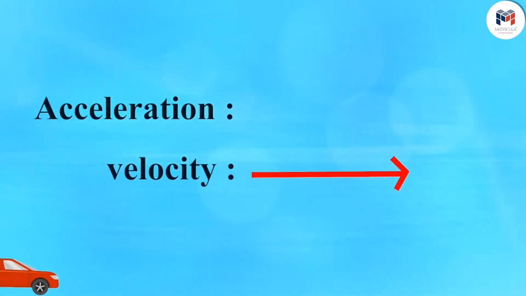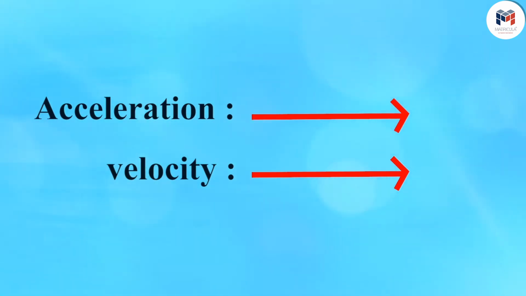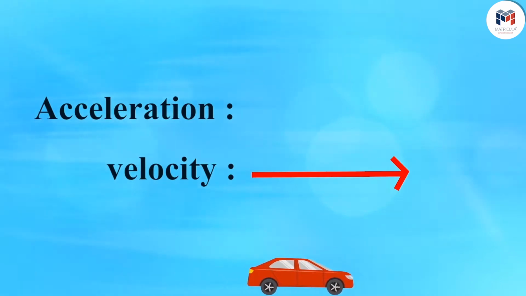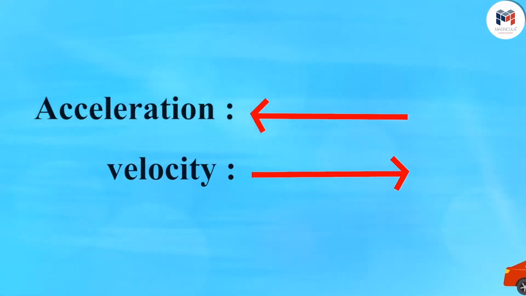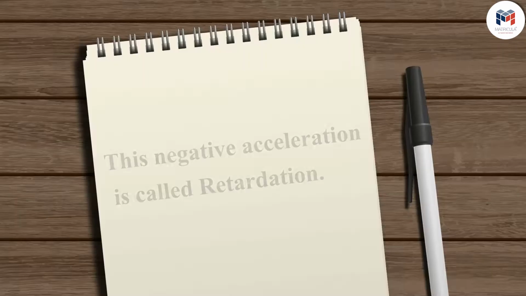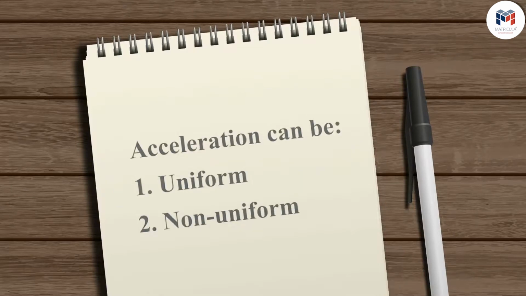Acceleration is taken to be positive if it is in the direction of velocity, and negative when it is opposite to the direction of velocity. This negative acceleration is called retardation. Here also, acceleration can either be uniform or non-uniform.